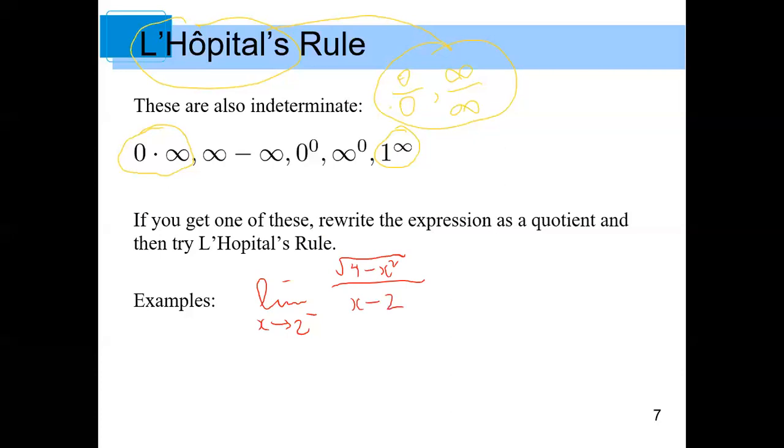Before you start working on this, why do I need to go to 2 from the left in this case? If I plugged in a number bigger than 2, 4 minus x squared would be negative. Does that make sense? So you end up with something negative under the square root. Think about this with your comrades in arms around you.